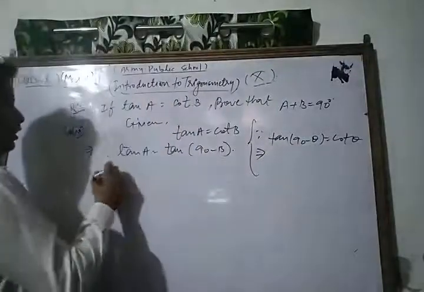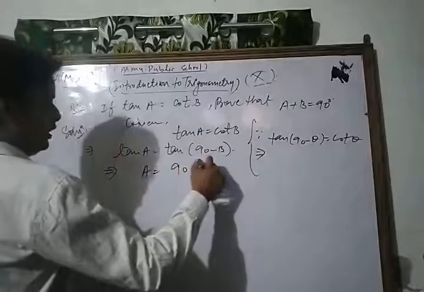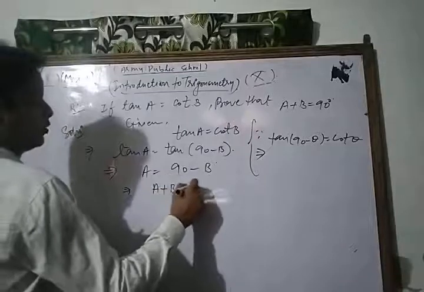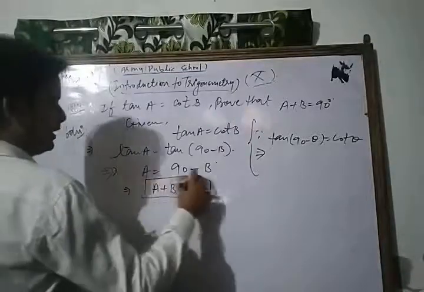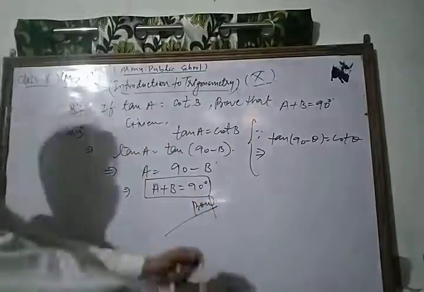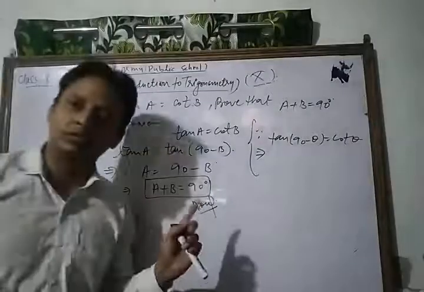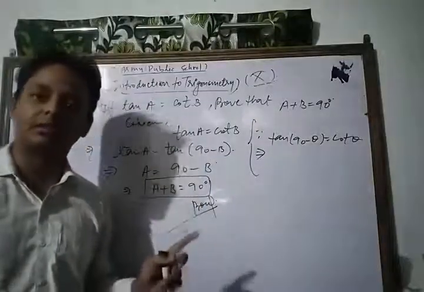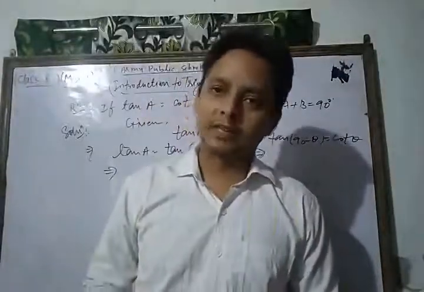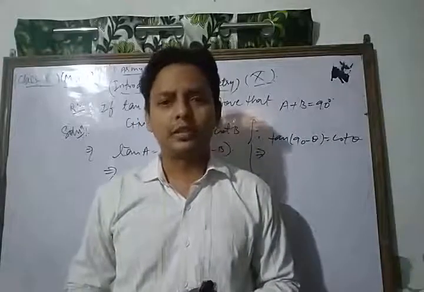Now comparing both sides, we get angle A is equal to 90 minus B. Transferring B to that side, A plus B is equal to 90. Hence proved. Okay, so this is the process. Dear student, this is the process to solve this type of question. Please do more and more practice of this type of questions. After that you can solve each and every question of your NCERT exercise.